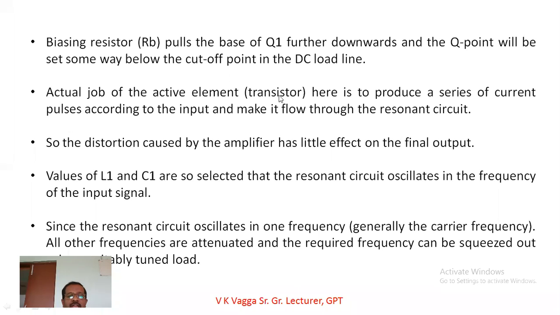The actual job of the active element here is to produce a series of current pulses according to the input and make them flow through the resonant circuit. What is this resonant circuit? It is the combination of an inductor and a capacitor, so the distortion caused by the amplifier has little effect on the final output. The values of L1 and C1 are so selected that the resonant circuit oscillates at the frequency of the input signal.